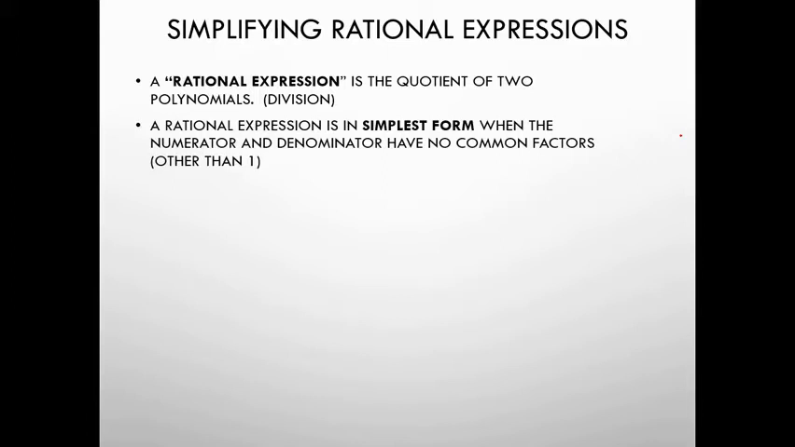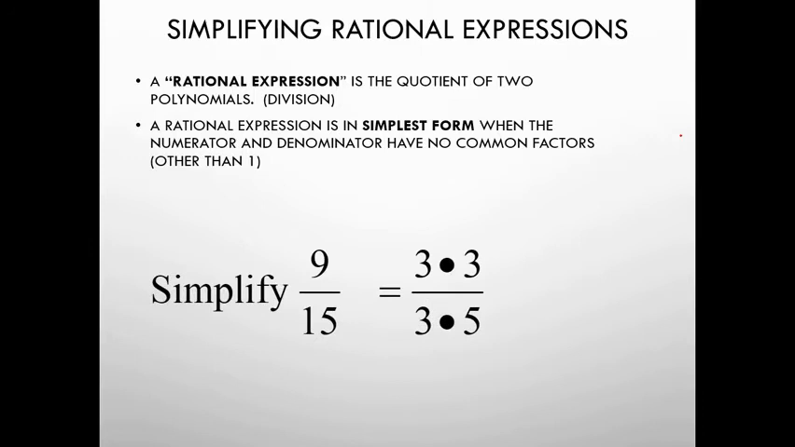A rational expression is in the simplest form when the numerator and the denominator have no common factors other than 1. So if we take a look at this fraction, 9 over 15, and we break it into the factors, 3 times 3 over 3 times 5, notice how the 3's cancel and we are left with 3 over 5. So this is a simplification down to the lowest factors that we need.